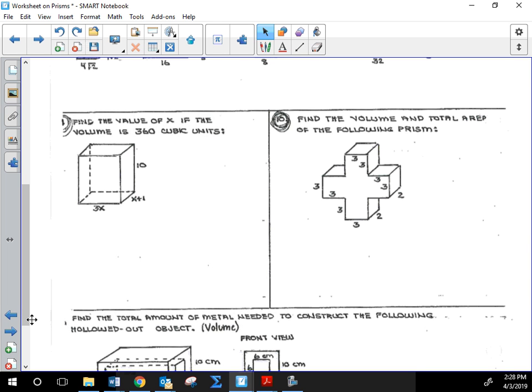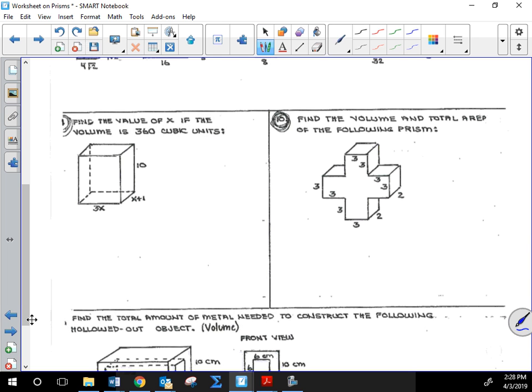Alright, so here this is not a normal type of 3D object, but we do know how to find the volume and surface area of the individual shapes. So it says find the volume and total surface area of the following prism. Now you want to be careful with your total surface area. We basically have the plus sign in front and back, and then all these sides here. Okay, let's take a look at our volume first.